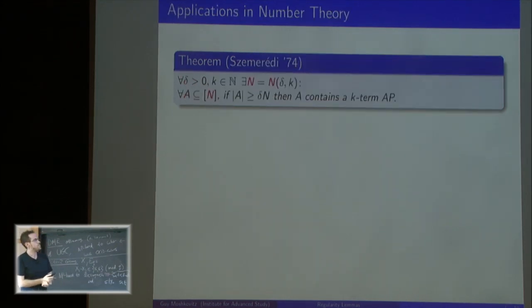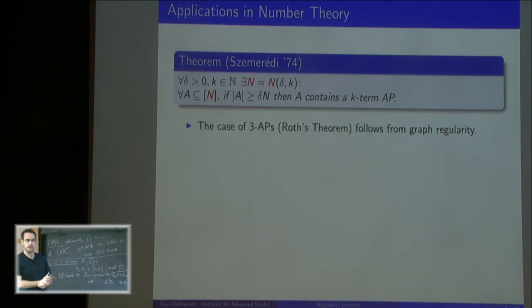Let me mention two applications in number theory. There's the famous Szemerédi theorem, which is a statement about arithmetic progressions. It says that every dense subset of the first n integers, assuming n is sufficiently large, contains a k-term arithmetic progression for any fixed k. The case of k equals 3, the statement that three-term arithmetic progressions are unavoidable in large enough sets, was proved by Roth in the 50s, and it's a number theoretical statement.